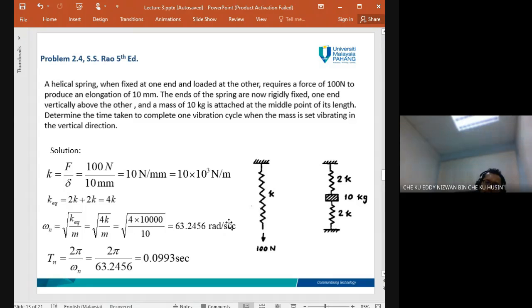period of oscillation. Omega is equal to 2 pi f or 2 pi over T, so T is equal to 2 pi divided by the frequency of oscillation, which is equivalent to 0.0993 seconds. This is the time taken for one complete oscillation, moving upward, downward, and back to the initial equilibrium position: 0.0993 seconds.